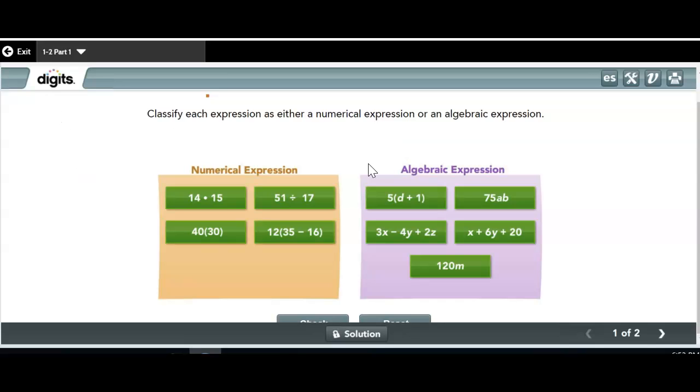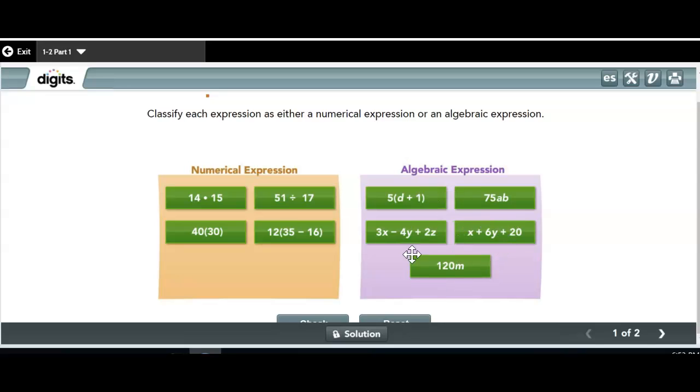All right, I have separated these into numerical expressions and algebraic expressions. If you notice these 4 over here, they are all numbers and operations. We can solve all of these problems. If we go to algebraic expressions, you notice they are numbers, we have letters, and different operations.